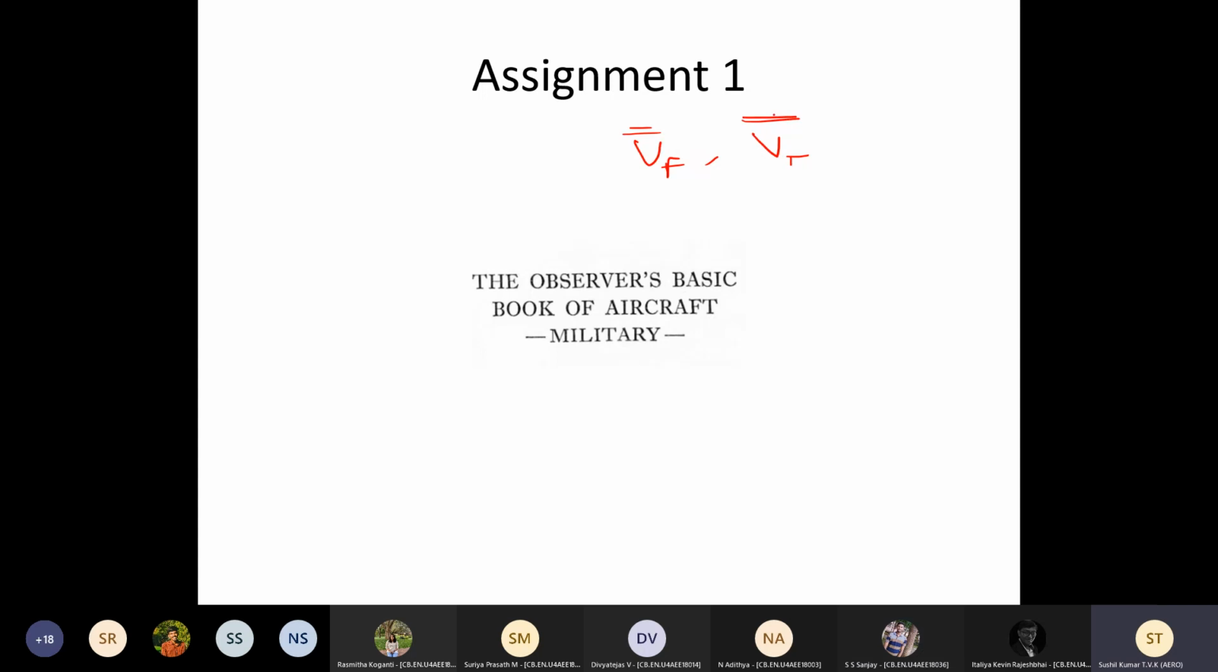In this process, what do you think is the difficult part in finding out, say, the tail volume ratio, for your aircraft, for the aircraft which is given? Momentum. Why momentum?